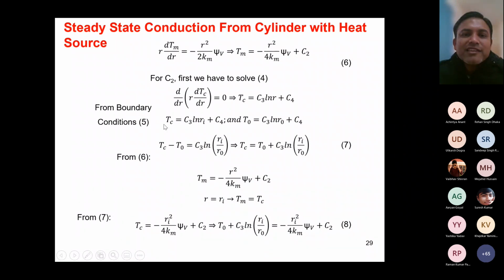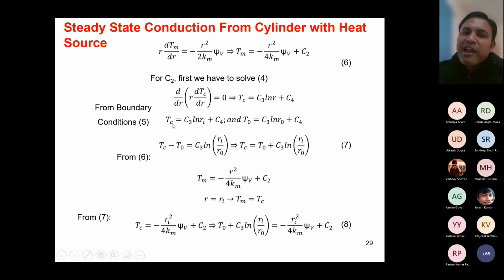Here this Tc is nothing but the interface temperature. That's why I'm saying I should have used a different notation here. But can you all see what I'm trying to say? This is the interface temperature between the metal boundary and the insulation. So when r equals ri, temperature Tc just equals Tc. So Tc equals C3 ln ri plus C4, and the second equation is T0 equals C3 ln R0 plus C4.